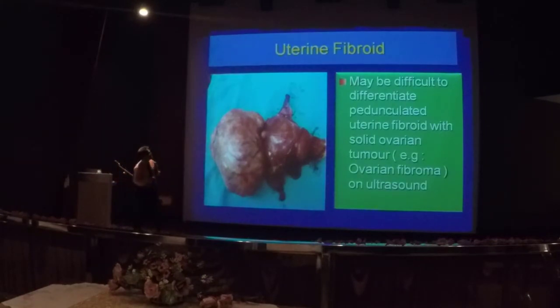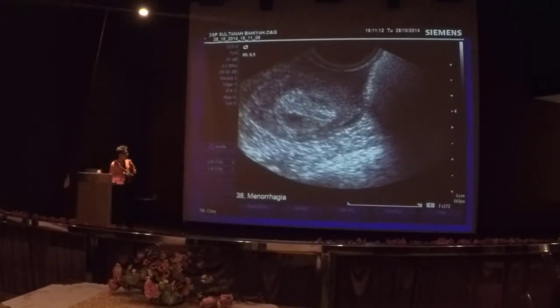Sometimes a pedunculated uterine fibroid is quite difficult to differentiate from a solid ovarian tumor. Because of its location, you can see on scan a normal nice uterus, but there is a mass in the vicinity of the uterus. So this is the thing that we need to bear in mind.